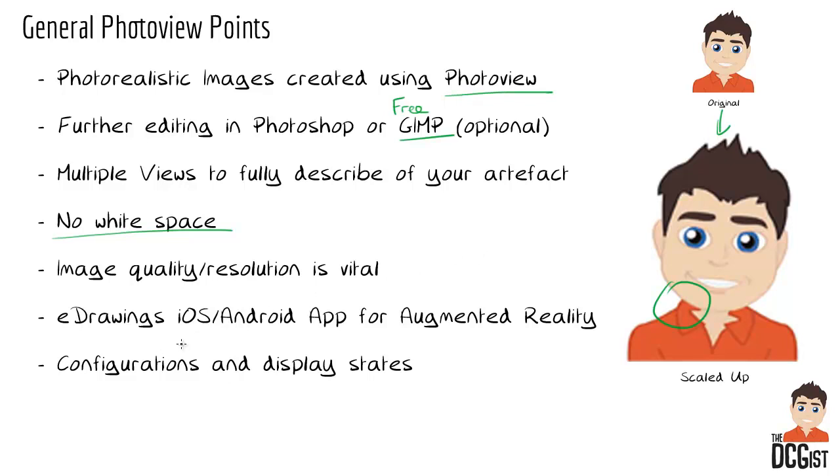Then you can use the eDrawings app on iOS or Android for augmented reality. And what that does is it takes a picture of your design in the real world, okay, using the camera on your device and a small pad that you have to print out to put wherever you want to put your design. Then for the images, make sure that you create configurations and display states in Solidworks so that it's quick and easy to actually create these images, and you can create all the different angles that you like.